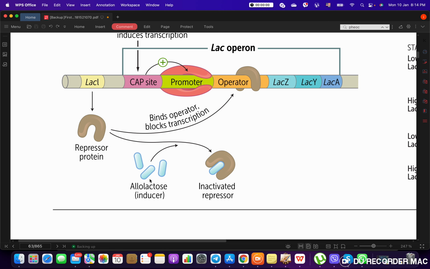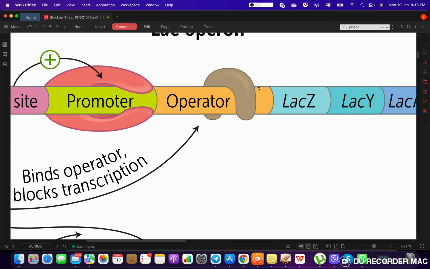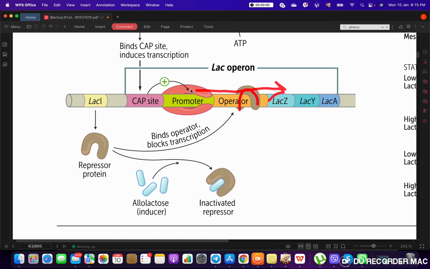Well, take a look here. They write here allolactose, but for the sake of my explanation, look at it as lactose only. So when the lactose is available, it will bind to something called the repressor protein. Notice here, the repressor protein is normally binding to the operator site, preventing the polymerase from moving forward. So if we want the polymerase to work, what should we do with the repressor? Inhibit it or remove it.